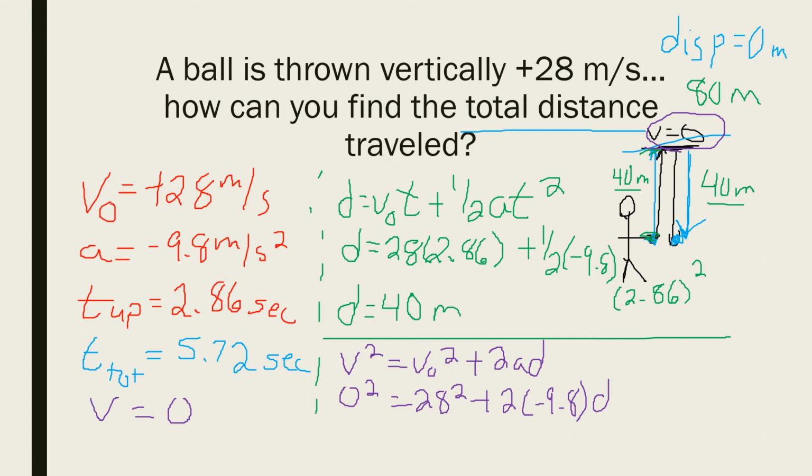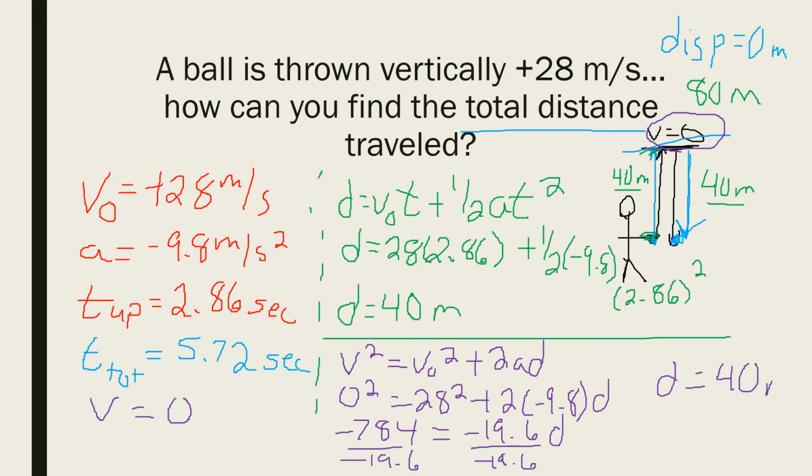I'm going to minus 28 squared from both sides. So it's going to be negative 784 equals, I minus that from both sides, negative 19.6 d. I'll give you one guess what that equals. I like this equation more. But it doesn't matter. Both equations give you the same answer. Pick the one that works for you.